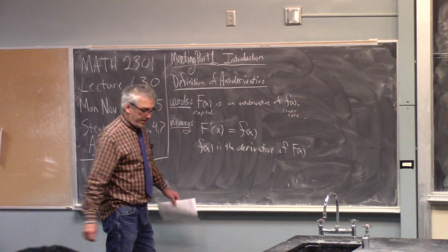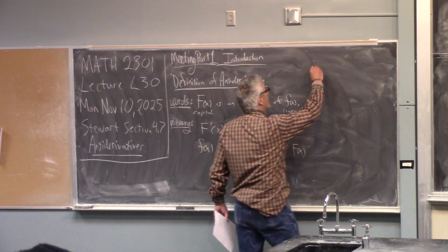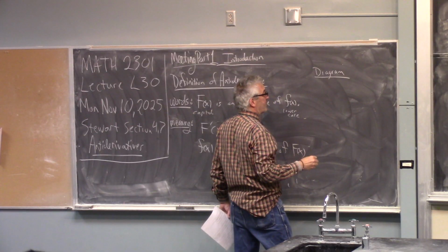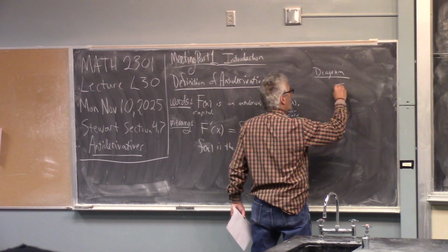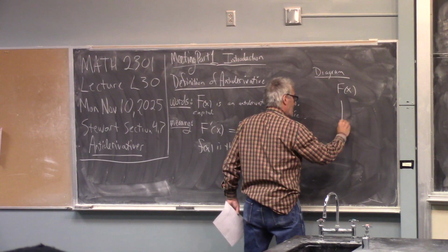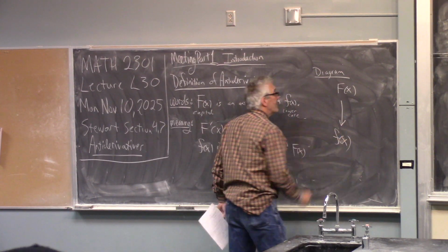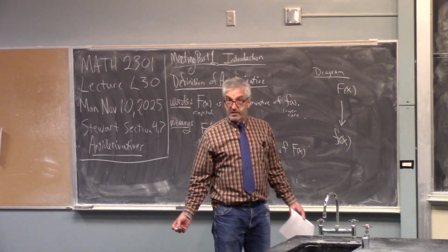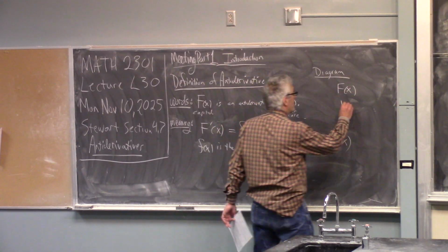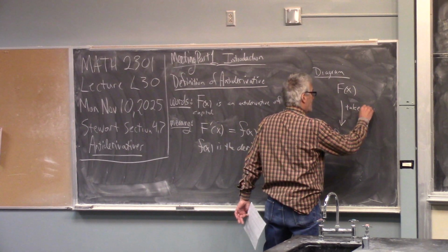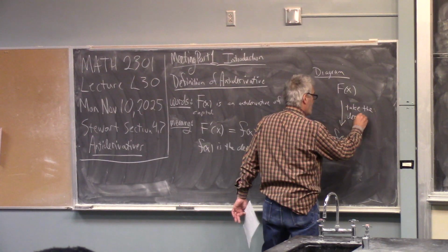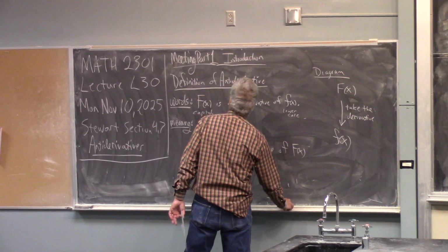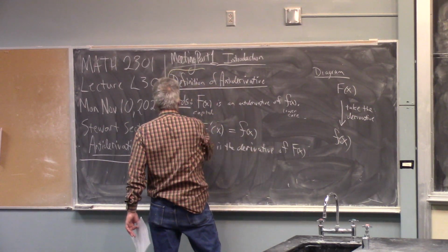Now, I don't have room down here, so I'm going to put it over here. Diagram. There's a way of doing this horizontally that doesn't take up as much space, but I'd like to do it this way. Just have capital F of x and an arrow pointing down to little f of x. That arrow is the take derivative arrow. So, this is the definition of antiderivative. That's all we have.